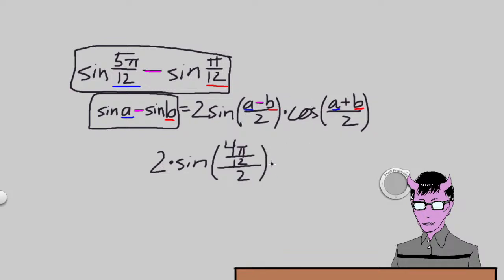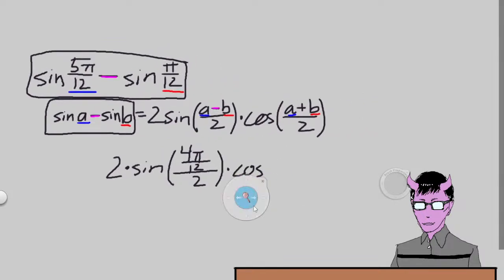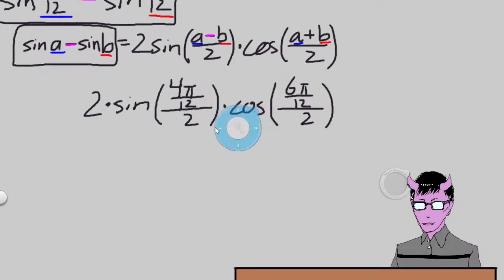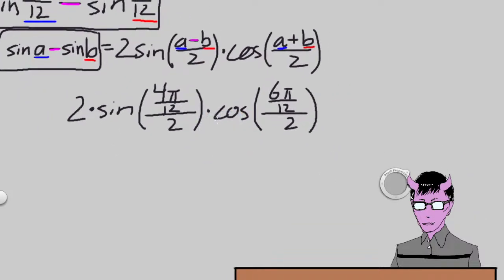Times cosine. (a plus b) now, so it's going to be 5 plus 1 is 6, so 6 pi over 12. Just from the a and b, but don't forget the algorithm has a division by 2. So divide by 2. So all the numbers are accounted for. The template has been filled. All we've got to do is just get to simplifying.